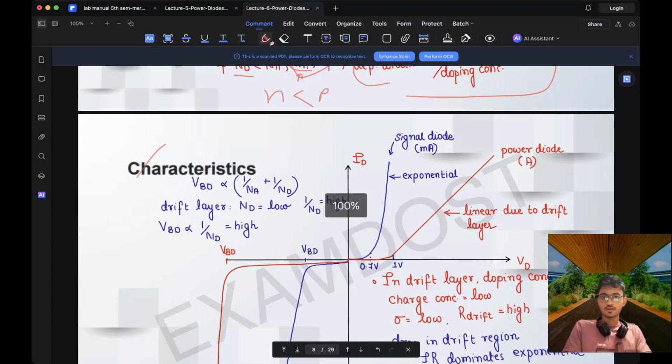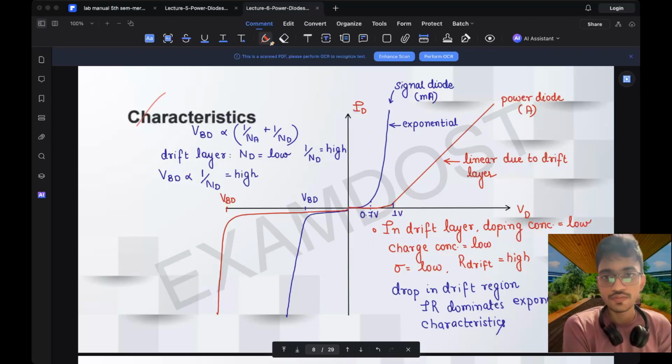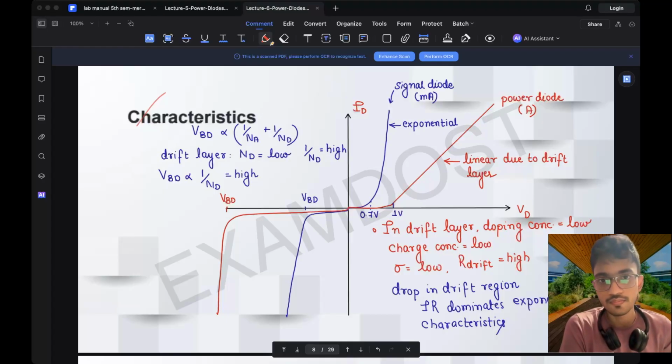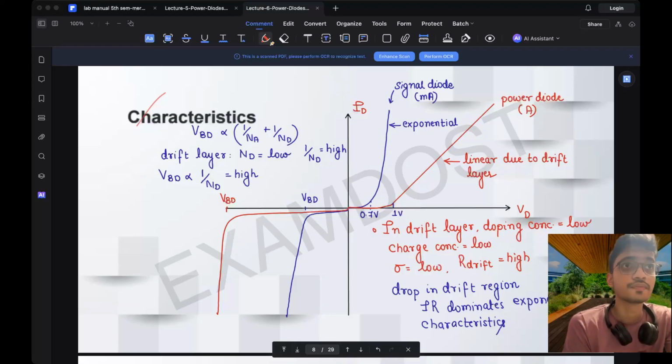If you see, there is a breakdown voltage inversely proportional to the concentration. So the drift layer doping is low and the breakdown would be higher. Yeah, so avalanche breakdown will be at higher voltages. Voltage rating is high, obviously, in the lightly doped region.